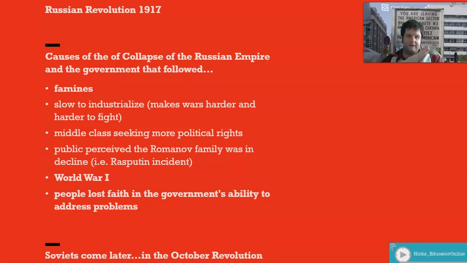Particularly problematic is the emperor, thinking he could save things, took personal command of some of the military and proceeded to lead them to have some of the worst defeats in World War I. And as the death rates climbed higher, many Russians began questioning, is this the right family to have in charge? There was the famine as well. That was not popular during the war.